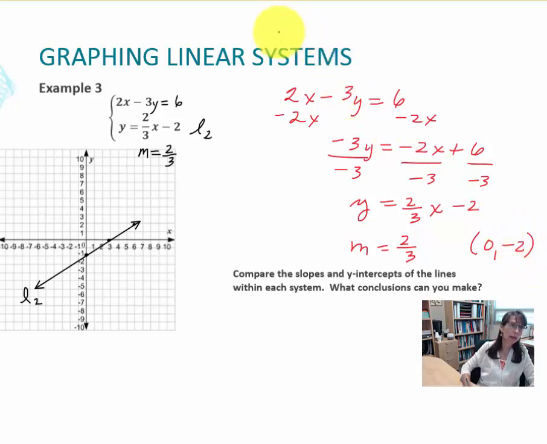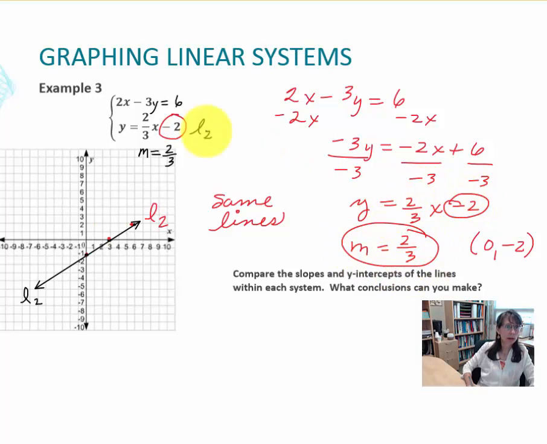Well, that's exactly the same as line 2. So the y-intercept is already plotted. If I rise 2, run 3, see how I landed right on the line? So line 1 and line 2 are the same lines. We can see that their y-intercepts, negative 2 and negative 2, are exactly the same, and they each have a slope of 2/3. So when we compare the slopes and y-intercepts of lines within each system, that can give us a clue about what kind of solution we should end up with.